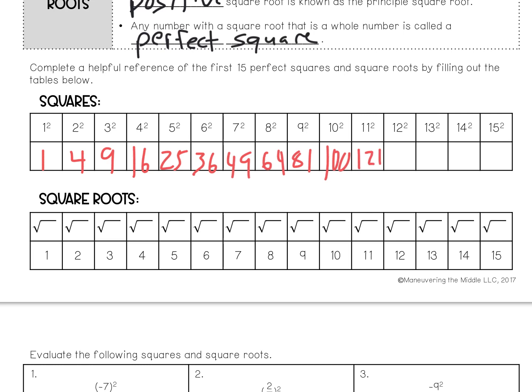Do you know 12 squared, Zuli? 144. And then 13 squared is 169. And 14 squared is 196. 15 squared is 225.